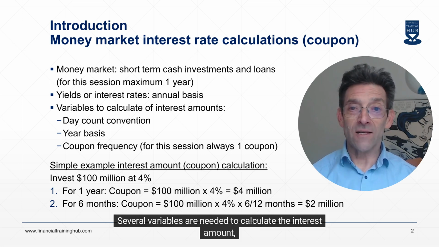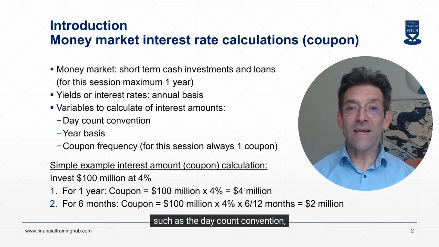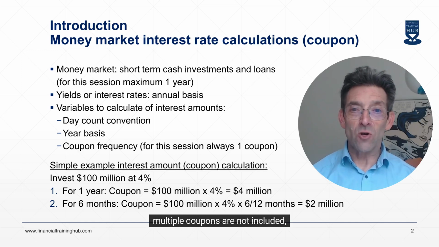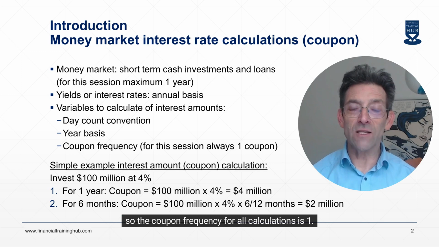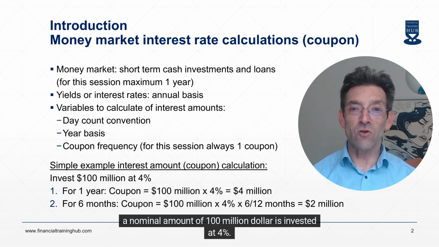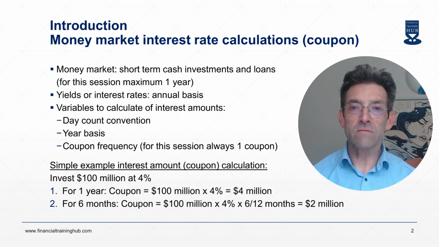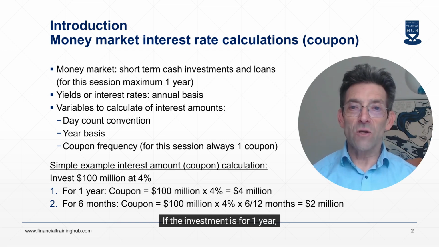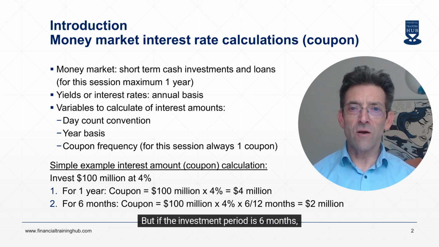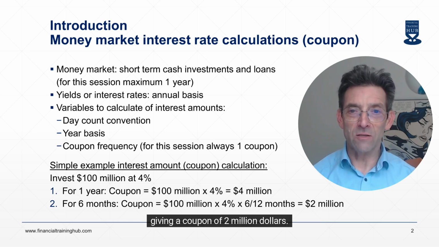Several variables are needed to calculate the interest amount, such as the day count convention, the year basis, and the coupon frequency. For this session, multiple coupons are not included, so the coupon frequency for all calculations is 1. In this simple example, a nominal amount of $100 million is invested at 4%. If the investment is for 1 year, the coupon amount equals $4 million. But if the investment period is 6 months, the coupon equals $4 million multiplied by 6 months and divided by 12 months, giving a coupon of $2 million.